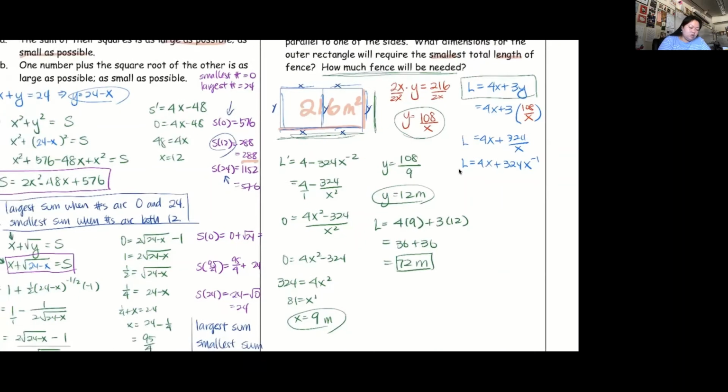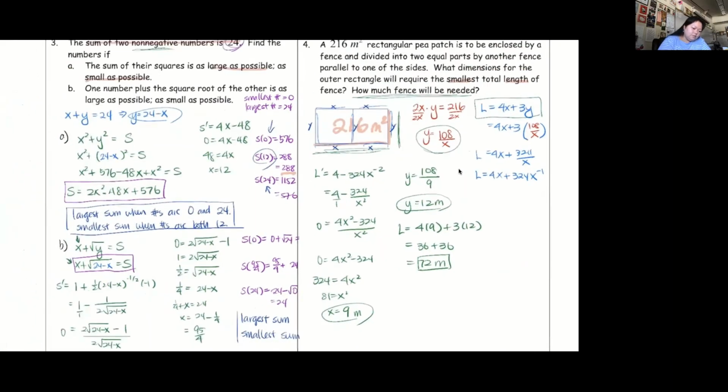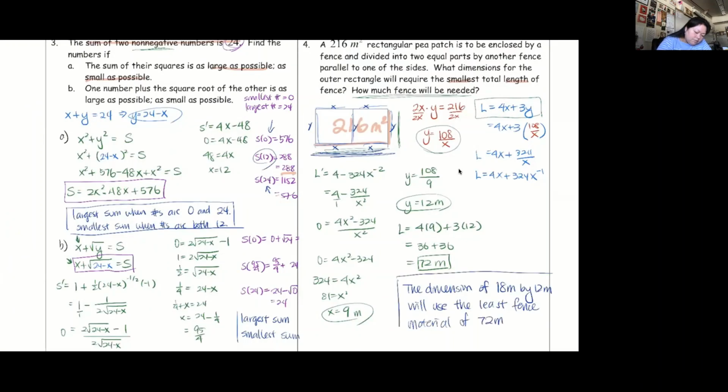Okay, so how do I answer this question? I will say the dimension of, okay, the base here is 2x's, so 2 times 9 is 18. 18 meters by 12 meters will use the least fence material of 72 meters. This will answer both questions of dimension and how much fence you need. You need 72 meters of whatever material you want to use.